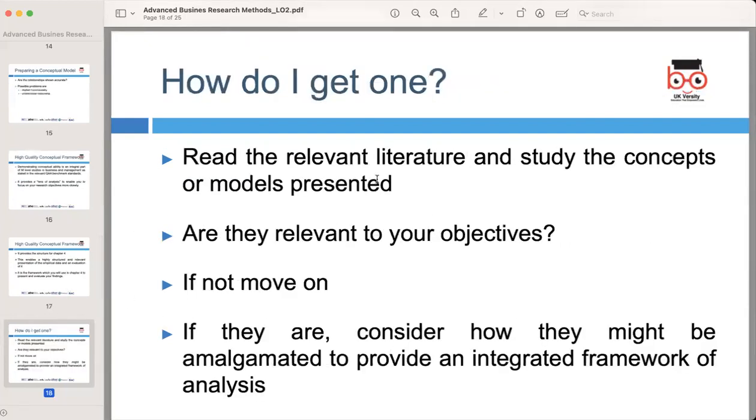How do I get one? Read the relevant literature. Are they relevant to your objectives? If not, move on. If they are, consider how they might be amalgamated to provide an integrated framework of analysis.